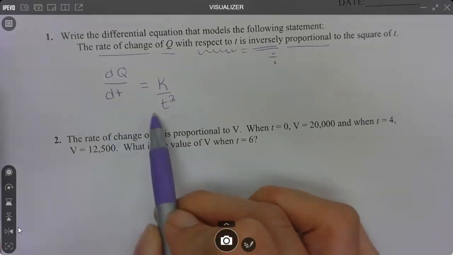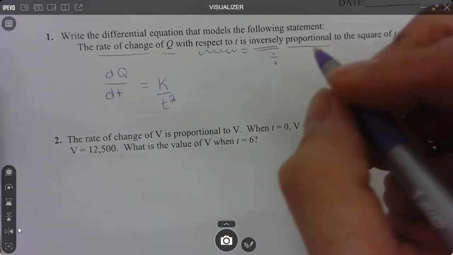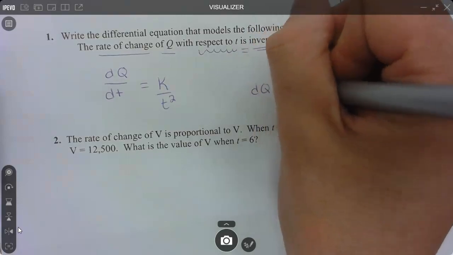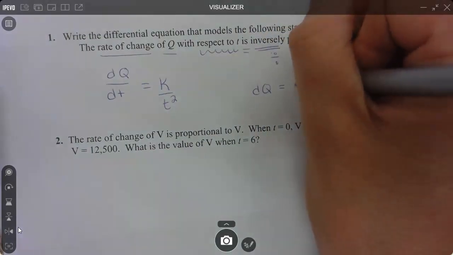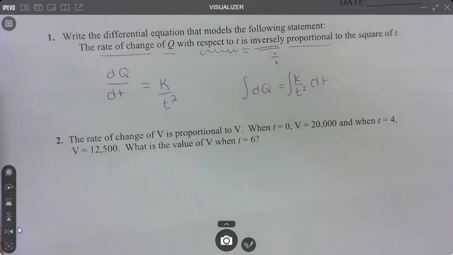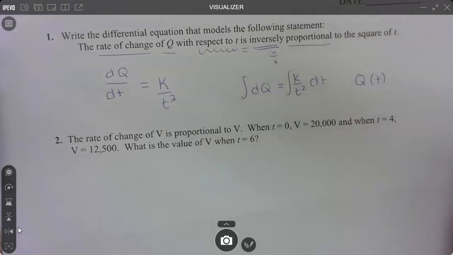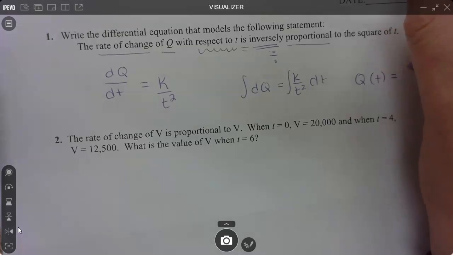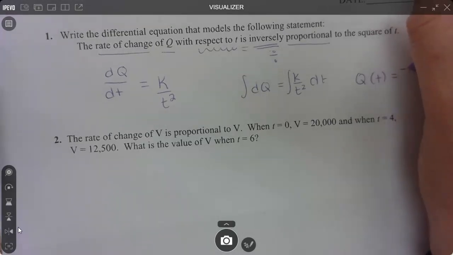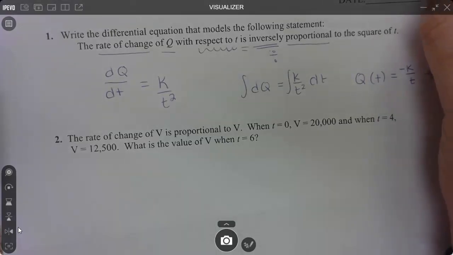So this is the differential equation. And then if you were writing the equation for Q, it would be dQ equals K over T squared dt. You would integrate both sides, and you'd have Q of T equals negative K over T plus C.